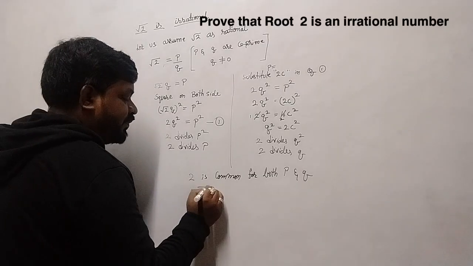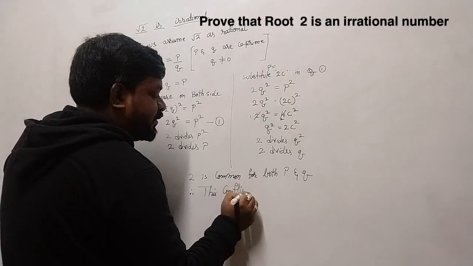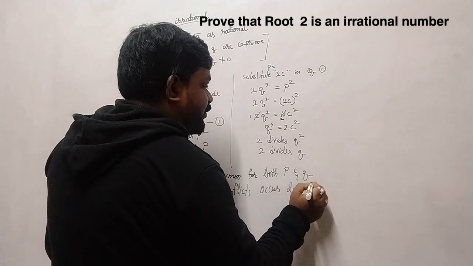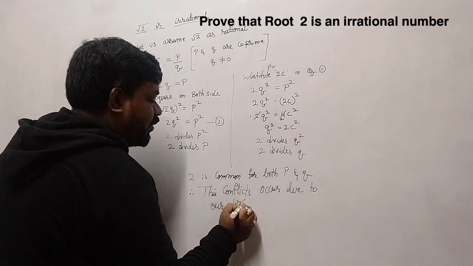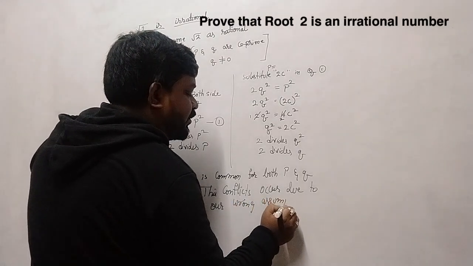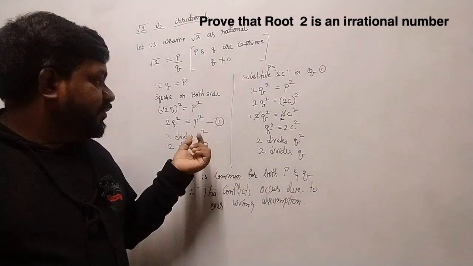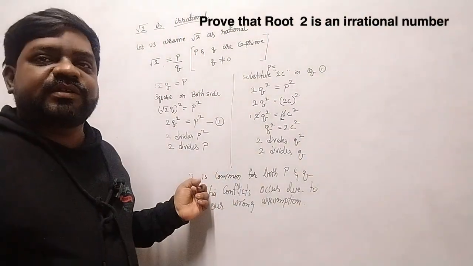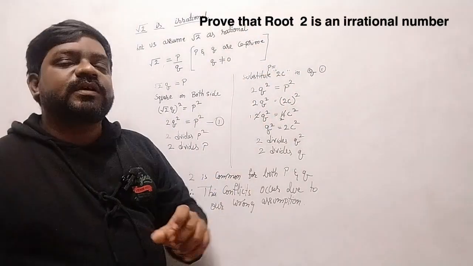Therefore, this conflict occurs due to our wrong assumption. Due to our wrong assumption. So here for P and Q we are getting 2 as a common factor, but what we have taken is that P and Q are co-prime.